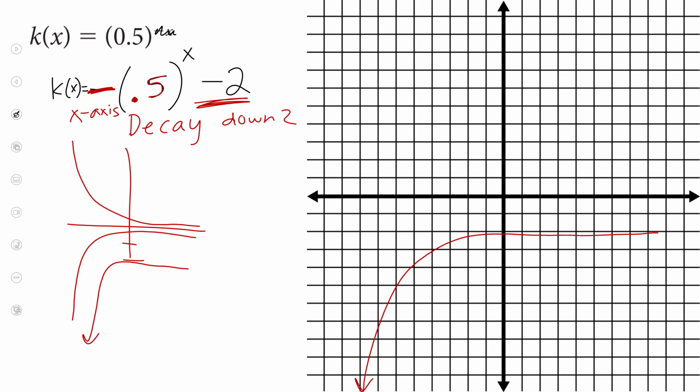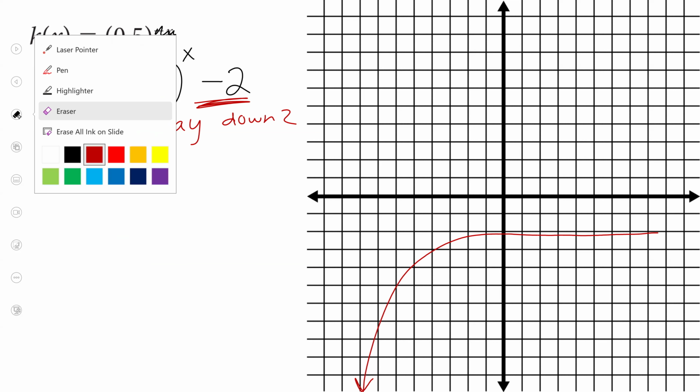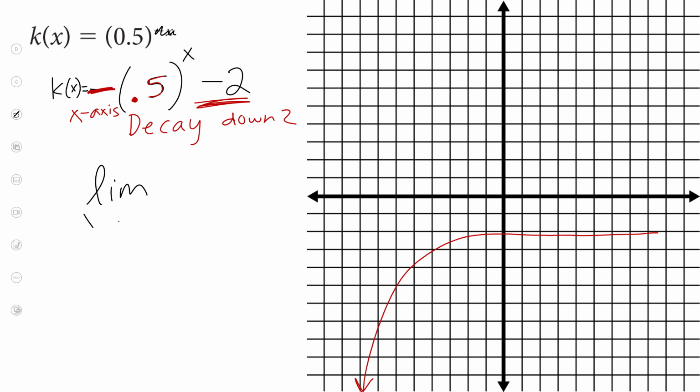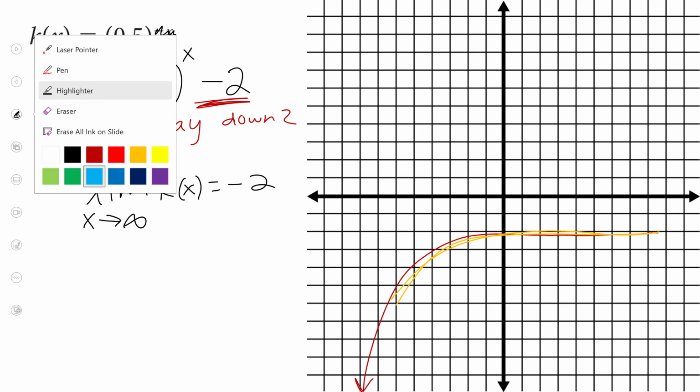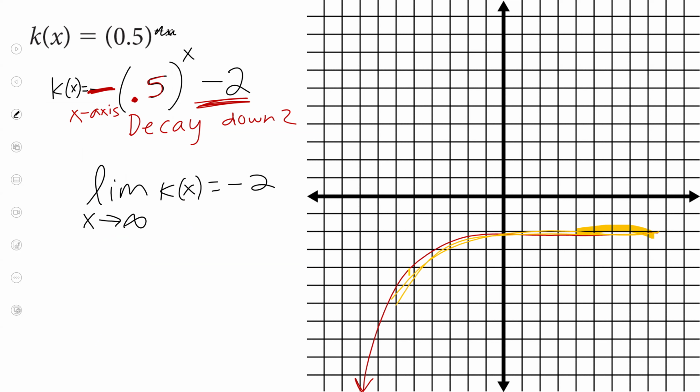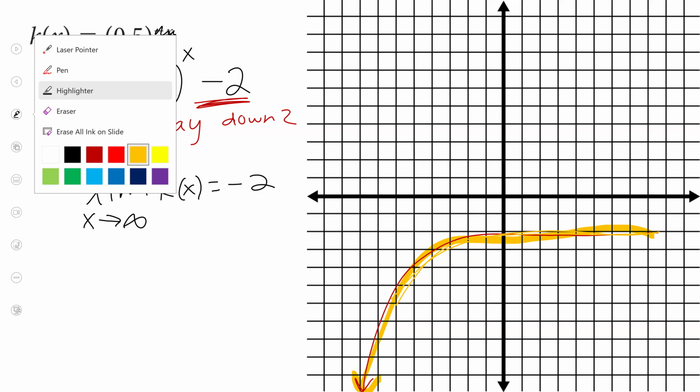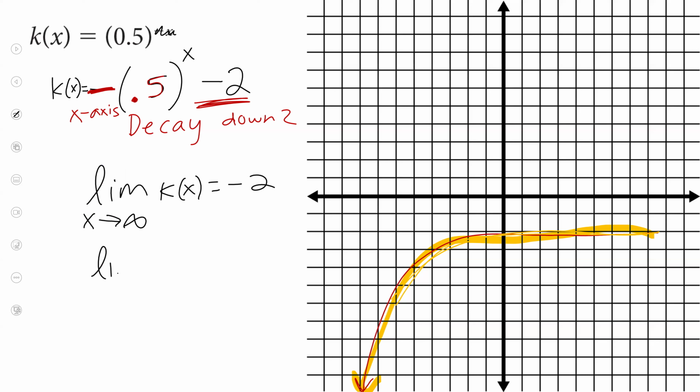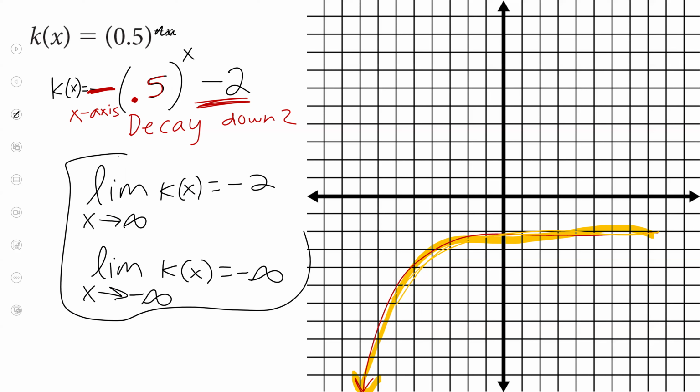So let's talk about the limits. Your limit as x approaches infinity for the graph k of x. Let's follow my pen. As I move to the right, what am I approaching? -2. And follow my pen again. As I move this way, where am I going? -infinity. So as I move to the left, as x approaches -infinity on the left, you go down to -infinity. So these are your limits for k of x. That's how we describe our end behavior.